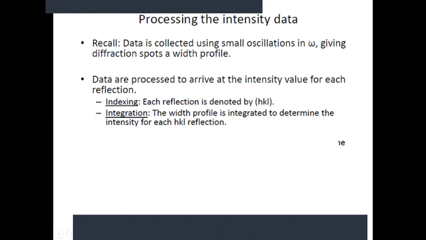When we talk about indexing, indexing is just assigning each reflection an HKL value. And you may hear the word integration. Integration is where we take the width profile of the diffraction peak and integrate it to determine the intensity of each reflection. So after you collect a series of data, you have to go through indexing and integration. With indexing, you assign HKL values to each reflection. Then you integrate to determine the intensity of each reflection. Every experiment requires these 2 steps.